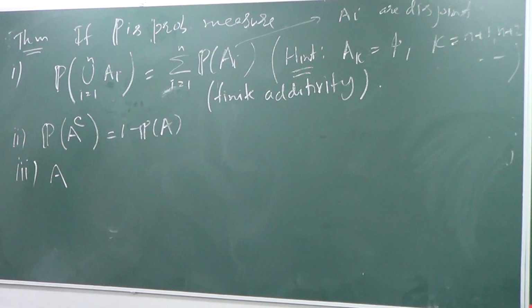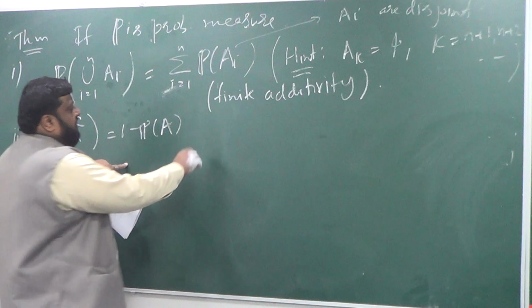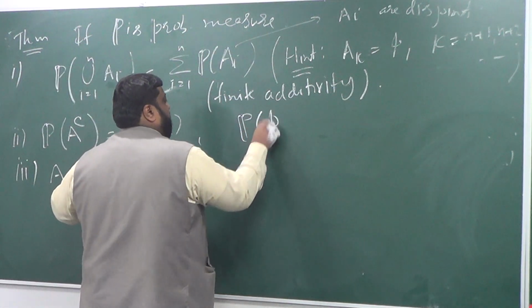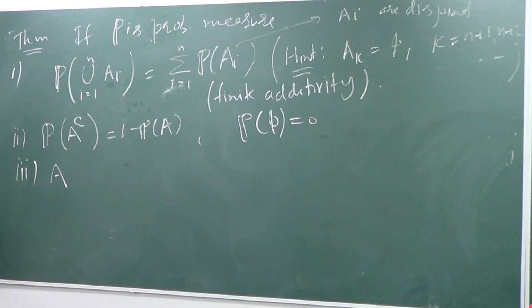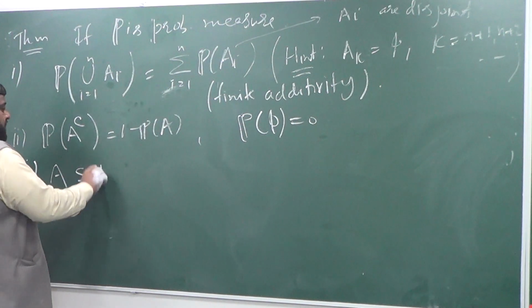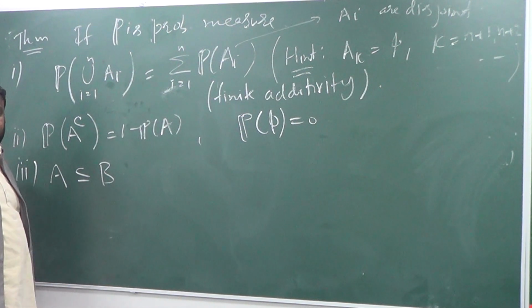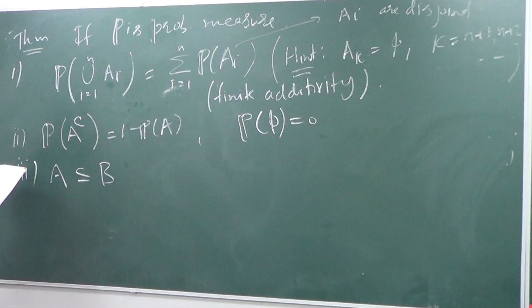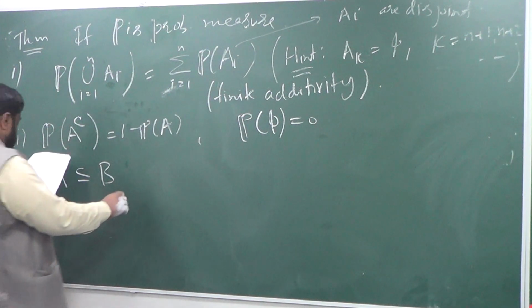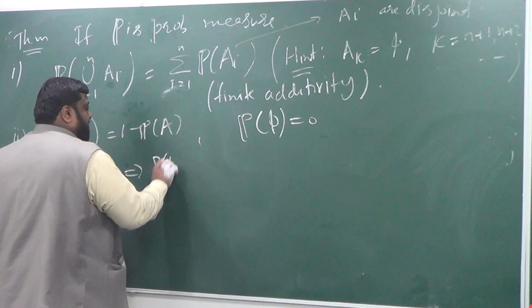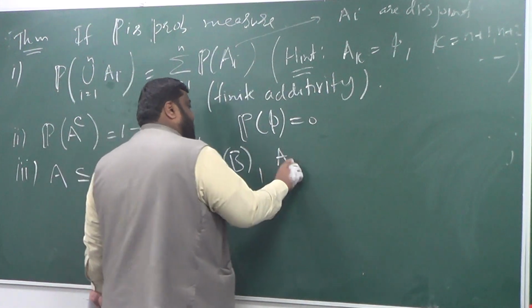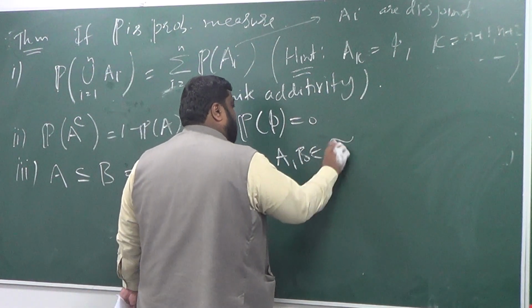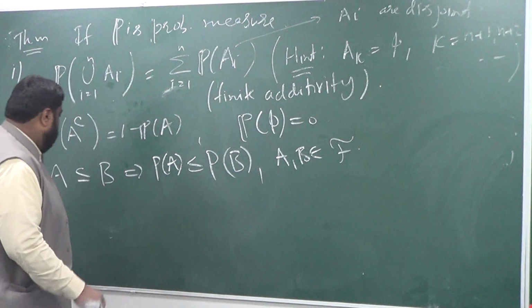And obviously, as a consequence of this, you also get the probability of the empty set to be 0. So if A is a subset of B, so there are two events from F, this implies that the probability of A is less than or equal to the probability of B, where A, B are from F.